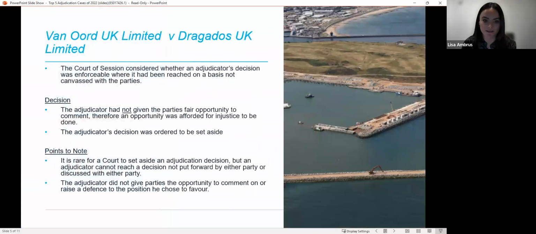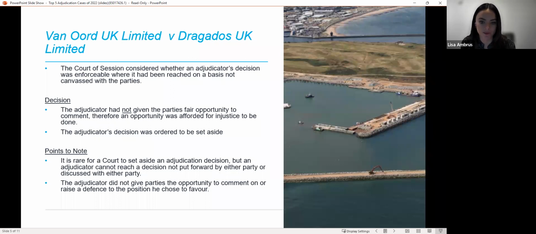So the second case that we are going to look at today is Van Oord UK Limited against Dragados UK Limited. The Court of Session considered whether an adjudicator's decision to award an extension of time for completion and related costs due to a compensation event was enforceable, where it had been reached on a basis not discussed with the parties.